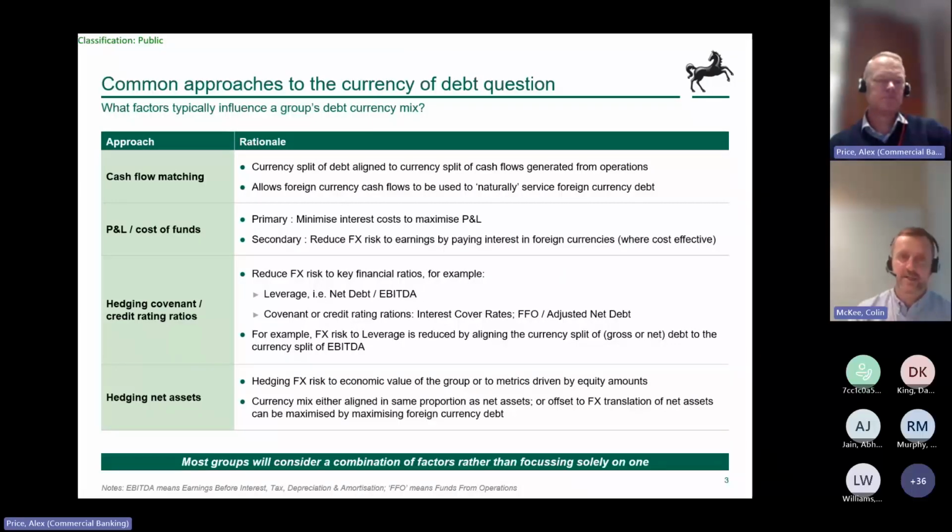And obviously things change over time. EBITDA will move, the degree of leverage will move. So that's something that probably has to be rebalanced over time. But yeah, that's definitely an approach that we very typically see.